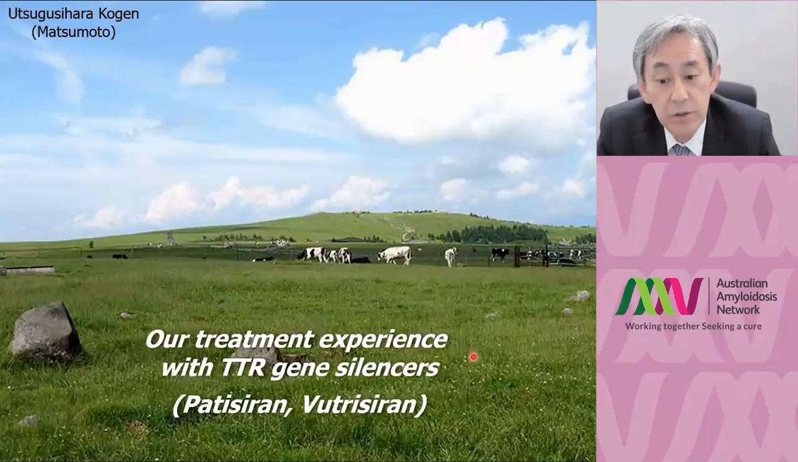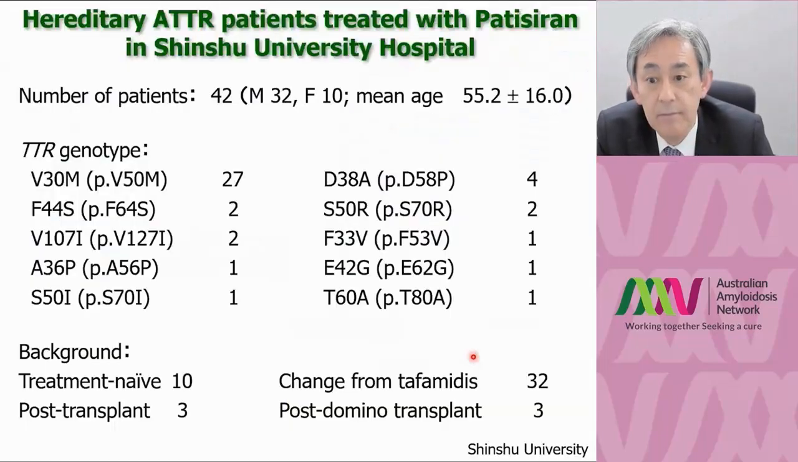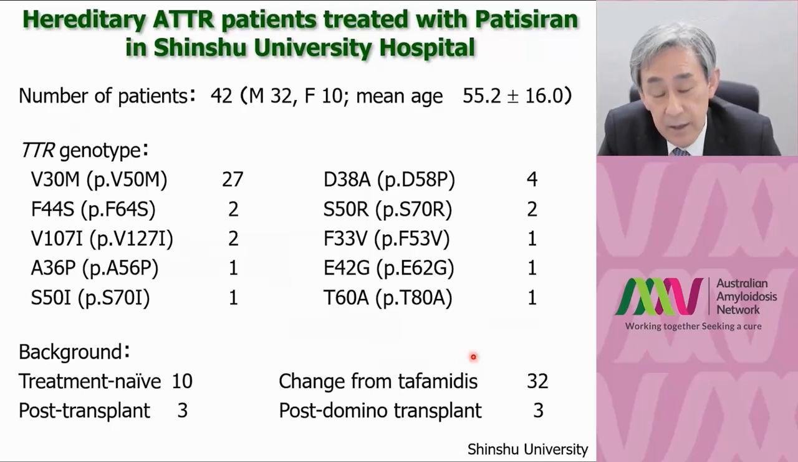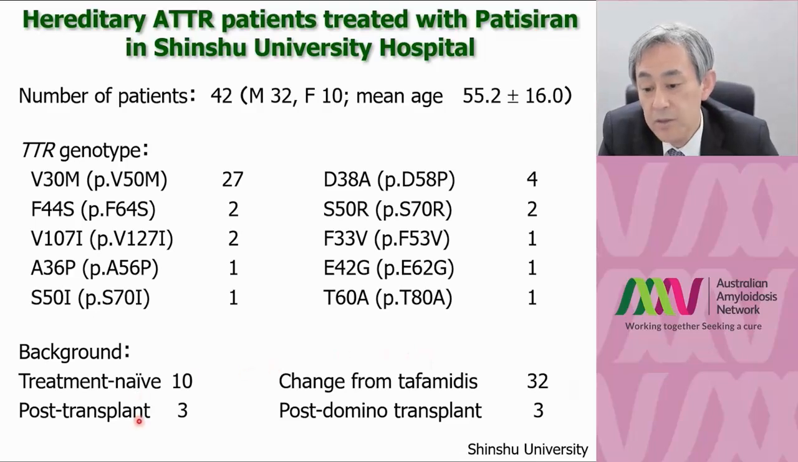Next, I'd like to introduce our treatment experience with TTR gene silencers. At our university, 42 hereditary ATTR amyloidosis patients were treated with patisiran. 32 patients were male and 10 were female, and the mean age was 55 years. 10 patients were treatment naive and 32 patients were changed from tafamidis. We also treated post-liver transplant patients and post-domino transplant patients.